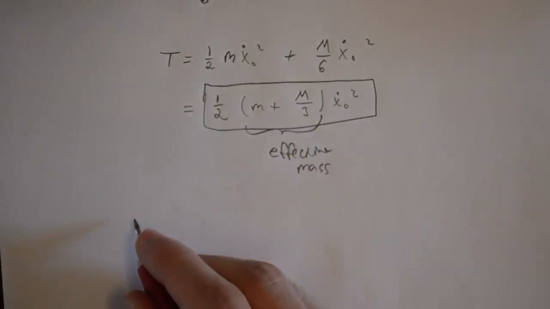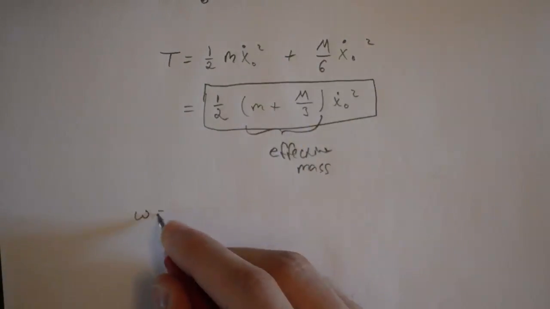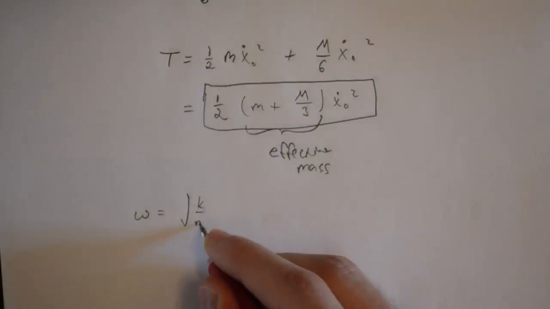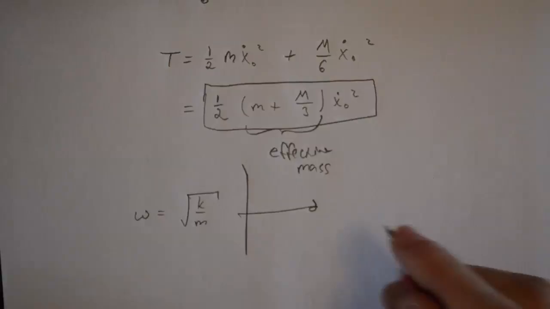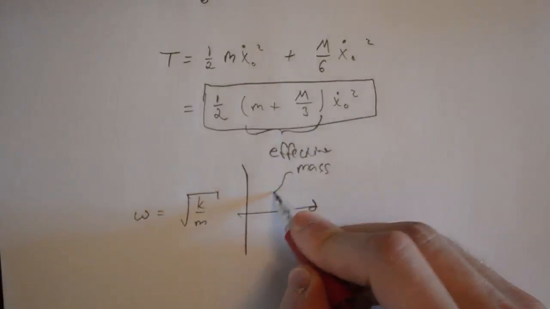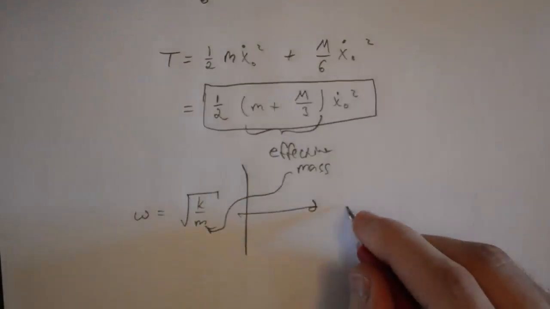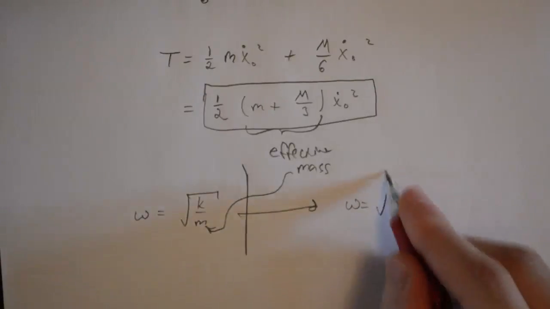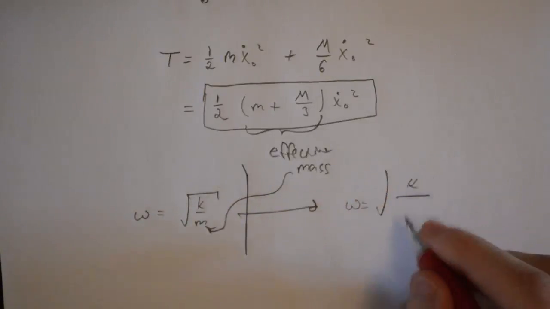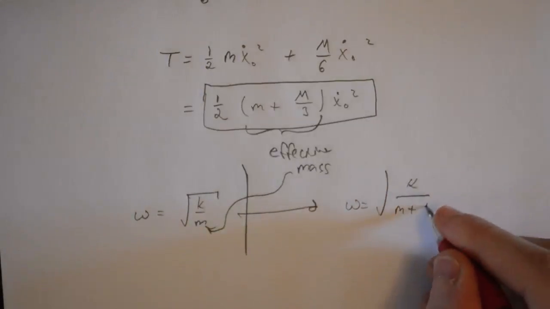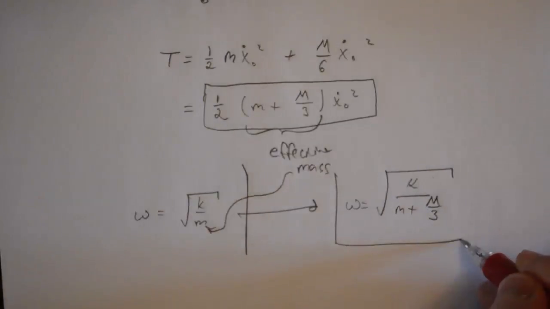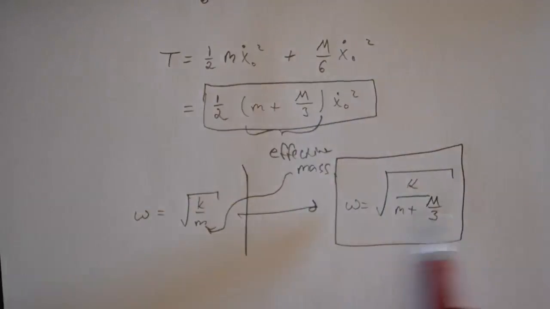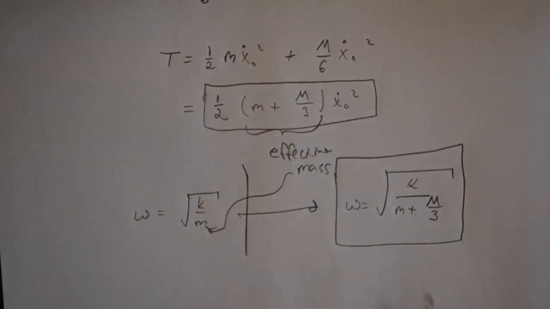So in the old case, for a massless spring, omega equals root k over m. But now, in the new case, for a massive spring, we're going to take our effective mass and plug it in here, and we're going to get omega equals the square root of k over little m plus big M over 3. And that is the solution for the motion of the mass at the end of the spring. It's going to oscillate sinusoidally with this frequency.